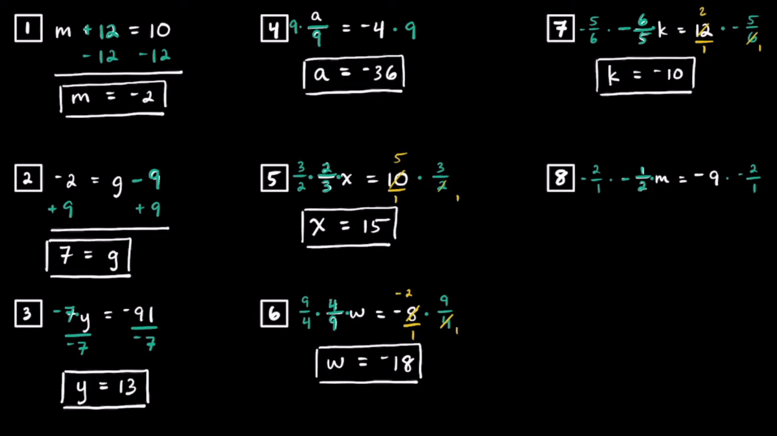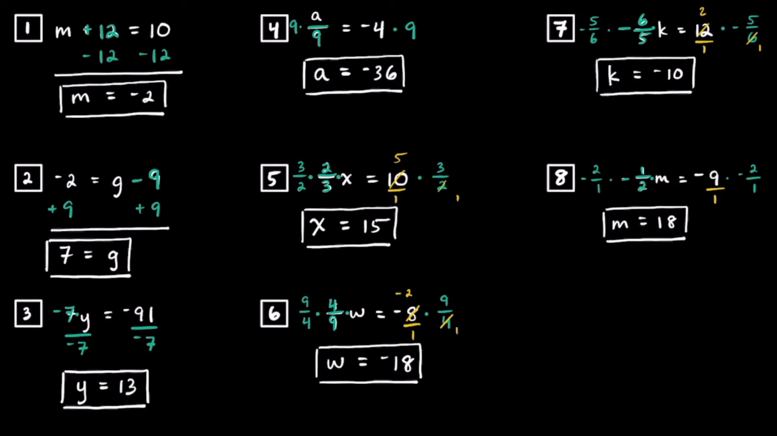So on the left side, those reciprocals will cancel out to make 1m, or just m. I'm going to go ahead and write that on the left side. And on the right side, 9 as a fraction is just 9 over 1. Doesn't really matter though, since both of those numbers have a 1 on the bottom. And 9 times negative 2 is going to equal negative 18. So m equals negative 18 would be the solution to that equation.